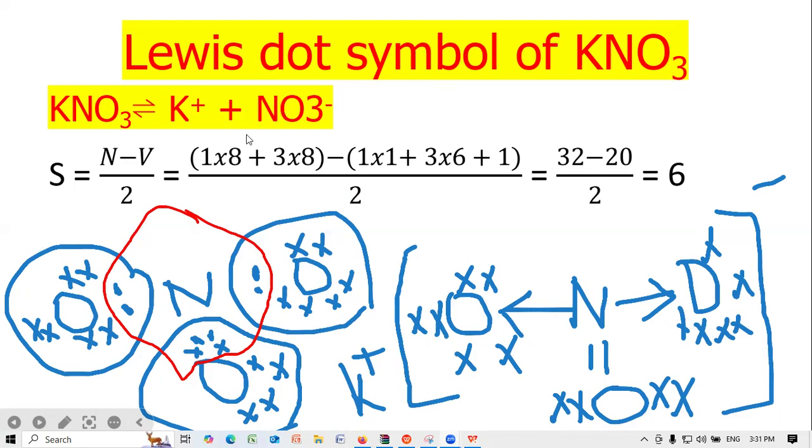So only one nitrogen, so 1 multiply 8, because nitrogen needs an octet, plus 3 oxygen, 3 multiply 8. This is minus from the formula, and 1, because only 1 nitrogen.